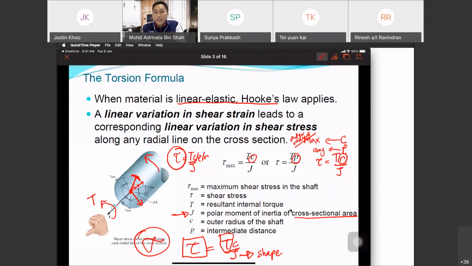Okay. So J pun ada rumus dia. Kalau beam circular, J equals to pi over 2 C to the power of 4. Okay, nanti kita tengok beam dan juga hollow beam. So for torsion and torque, inilah rumus yang kita ada. Tau is equals to T C over J.